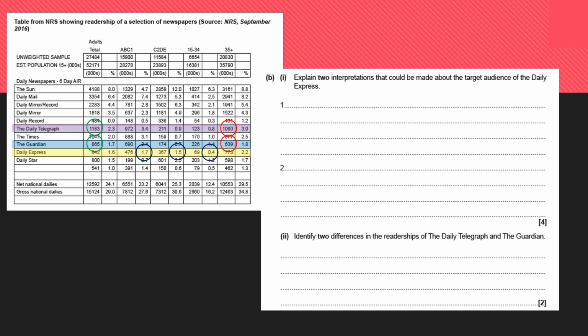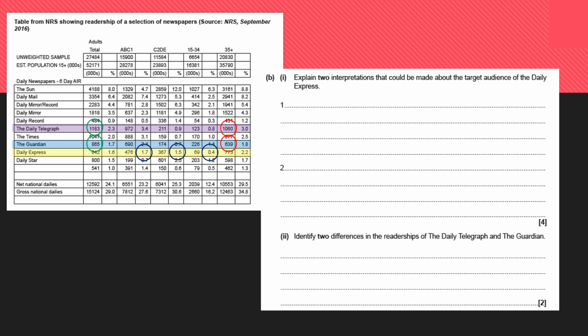Then what you could look at is the age range for the second interpretation. 0.4 compared to 2.2. So what we can see from that is that a lot more of the readers are over 35. That's all you've got to do. You pick out what you actually see in the data for one mark and explain what that means for the other mark.